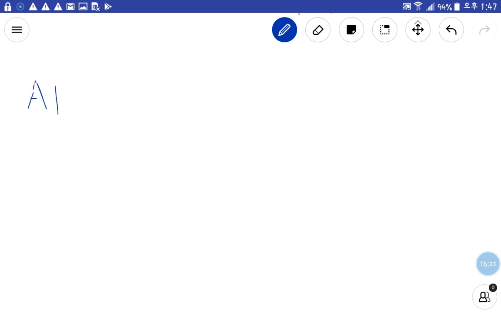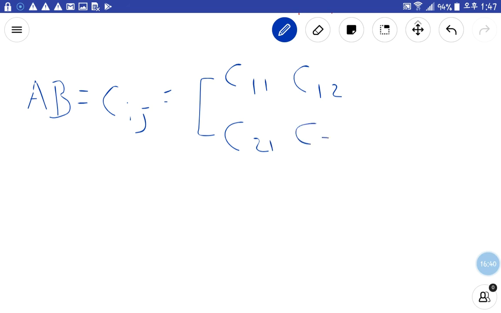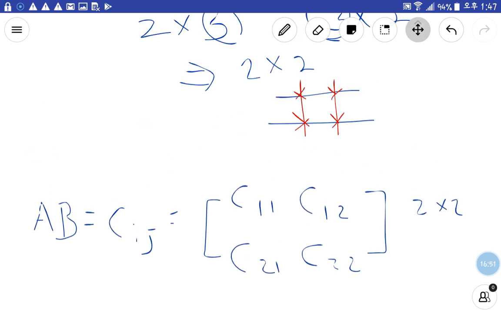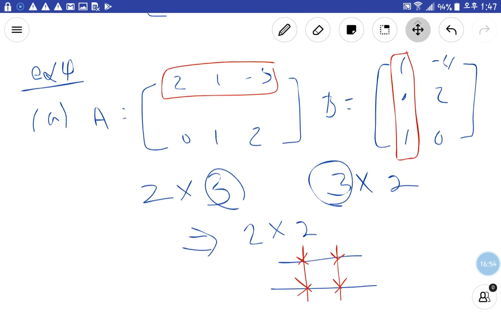A times B. So I know that my product AB, let's label it as Cij, that's what we practiced before, would come out like this: C11, C12, C21, C22, because we found out that our matrix needs to be a 2 by 2 matrix, correct? Now my question is, how can I get my C11? As I explained above, you have to use your first row of A and the first column of B. You are going to multiply them together.